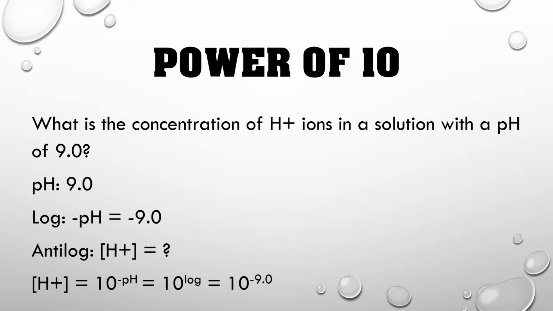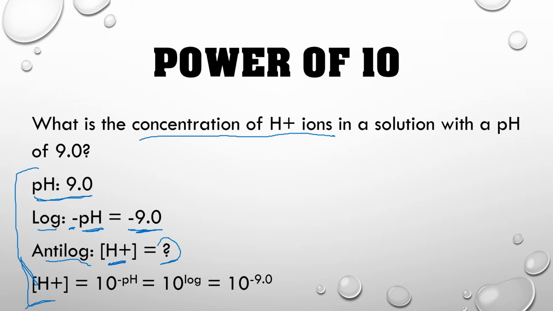What is the concentration of hydrogen ions in a solution with a pH of 9.0? So I like to list the facts out in a little table down here. So the pH is 9.0. The log is negative pH, which is negative 9.0. The anti-log is the same thing as the hydrogen concentration, and that's what we're looking for, so we don't know what that is.